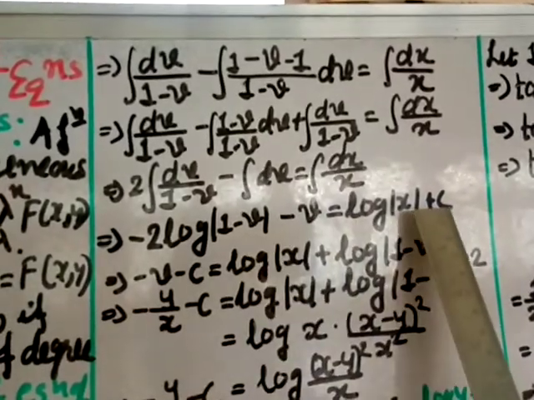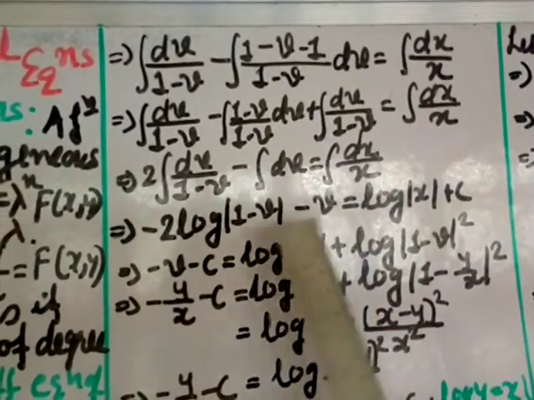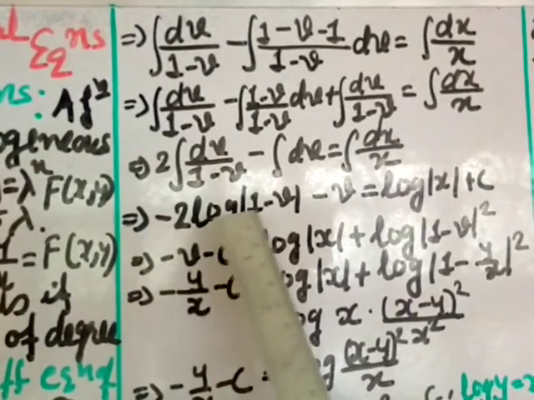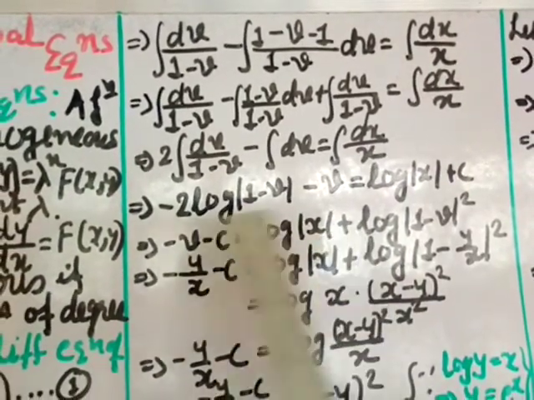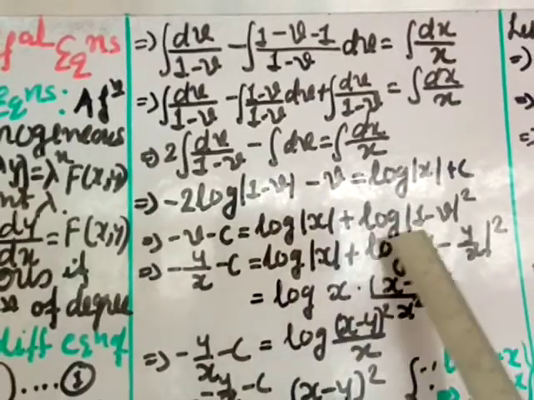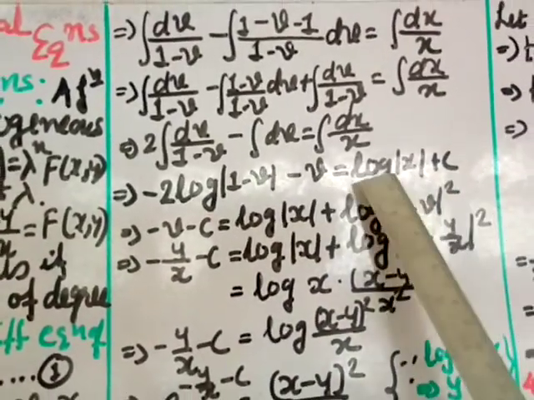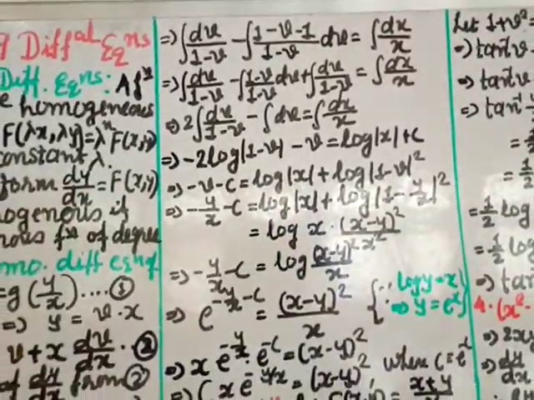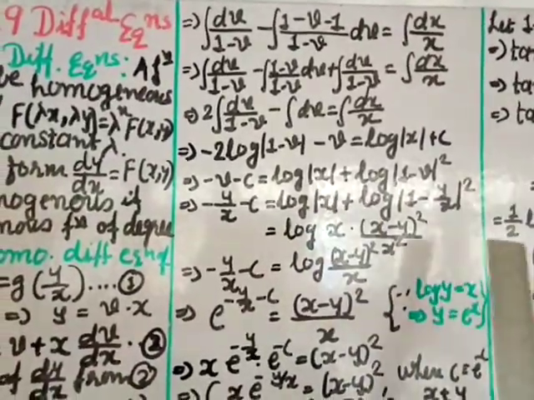Then I am transferring this plus c over here, so you get minus c minus v here, and minus 2 log 1 minus v I am transferring here becoming plus, and these 2 can be taken as a power, so you get plus log 1 minus v whole square, and this log x is here, and here we can use the log property. Before using the log property we can place the value of v back.